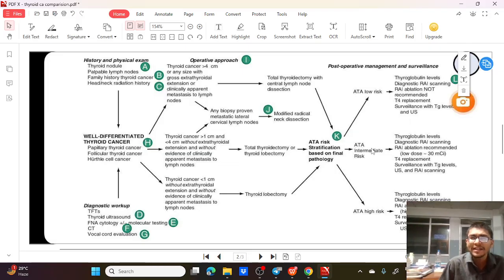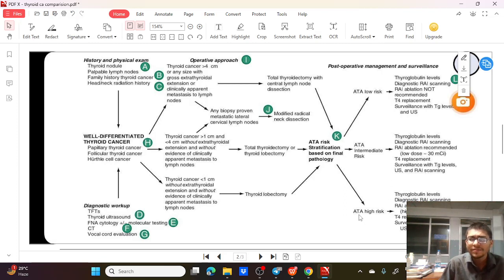In case of ATA intermediate risk, depending on the thyroglobulin levels when it is 1 to 10, and diagnostic radioiodine scanning, here we go for low dose radioiodine ablation. Generally it is recommended, and T4 replacement as per need, surveillance with TG and ultrasound, and radioiodine scanning.